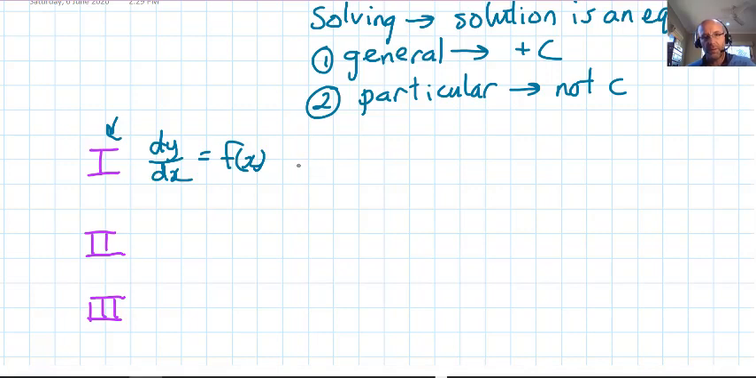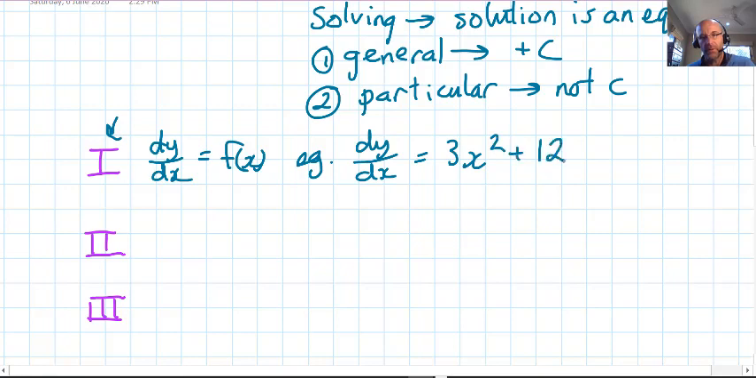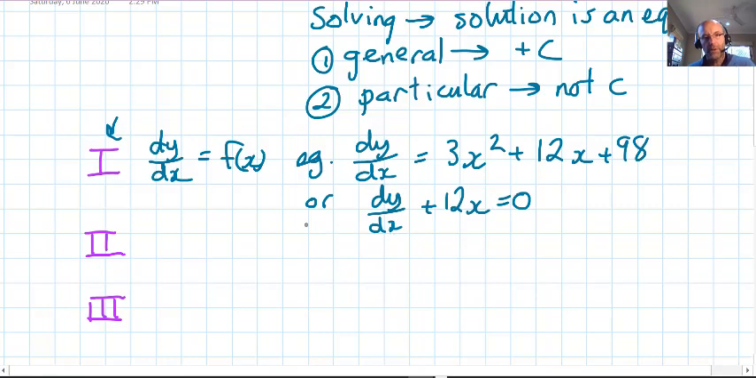Examples, not surprisingly, are things like dy dx equals something like this polynomial here, 3x squared plus 12x plus 98. That's an example of one. Or another one might be dy dx plus 12x equals 0. They're both type 1, so they're in the form dy dx equals a function of x.